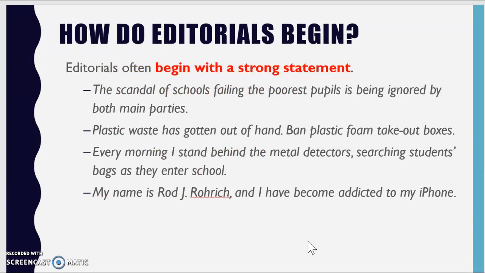So, how do editorials begin? What is in that introduction? They usually begin with a very strong statement. And let's look at some examples. The scandal of schools failing the poorest pupils is being ignored by both main parties. Look at those strong words: scandal, failing, poorest pupils, ignored. Let's look at the next example. Plastic waste has gotten out of hand. Ban plastic foam takeout boxes. Out of hand. It's not in control anymore. To ban means to forbid. So you ban plastic foam.